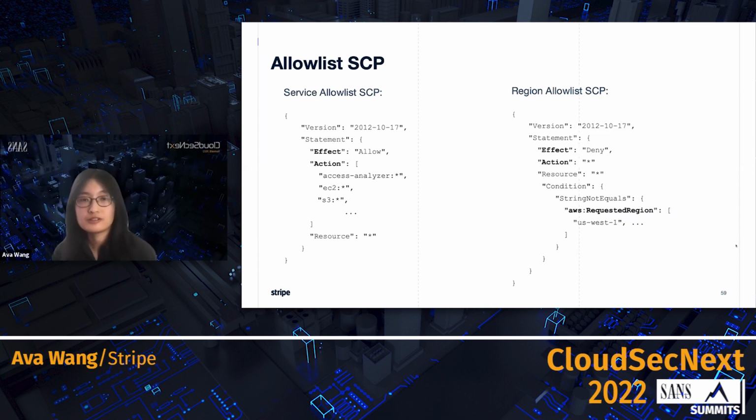Here's an example of a service Allowlist SCP. Notice that the effect is allow, and in the actions field, we have the list of AWS services that are allowed, like Access Analyzer, EC2, S3, and so on. Next, we have the region Allowlist SCP, which in plain English means that all API calls, action star, in a region that's not in this list are denied with access forbidden.